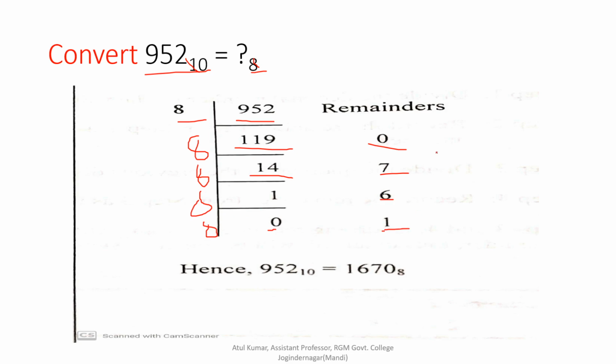Then again with the same method we write, from downward to upward, first 1 here, then 6 here, then 7, then 0, and this one is the equivalent octal number of the decimal number 952.